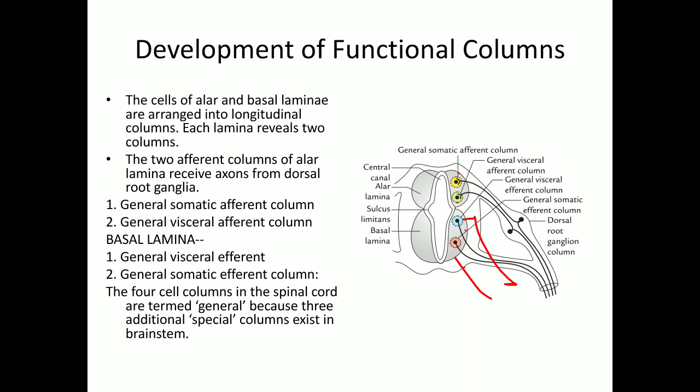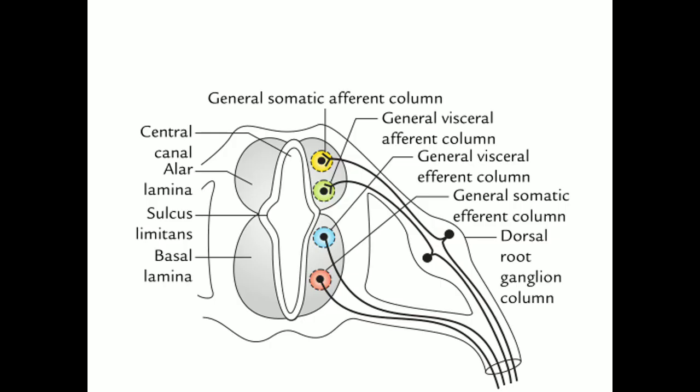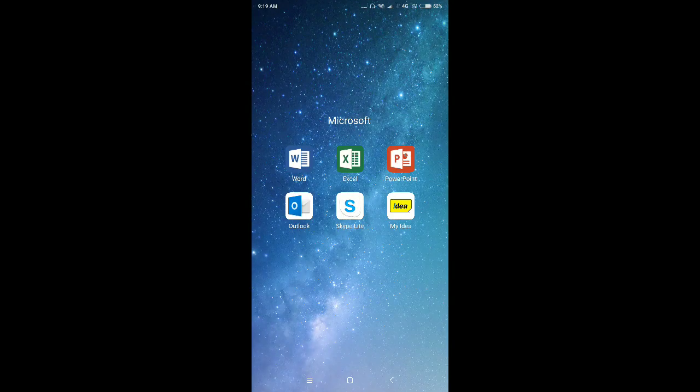The first two afferent columns of the alar lamina are GSA, the general somatic afferent, shown in yellow, and the second one is GVA, the general visceral afferent. In the basal lamina, there are GVE and GSE, the general visceral efferent and the general somatic efferent. So the 4 cell columns in the spinal cord are termed general because the 3 additional special columns are present in the brain stem. Here you can see the sulcus limitans, which is dividing the spinal cord into the dorsal and the ventral part.